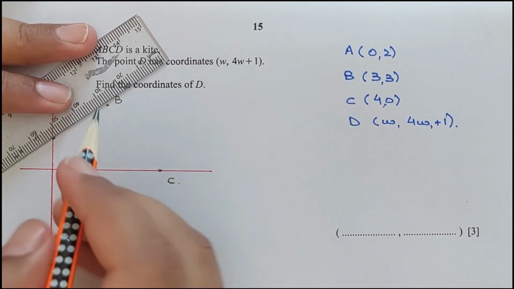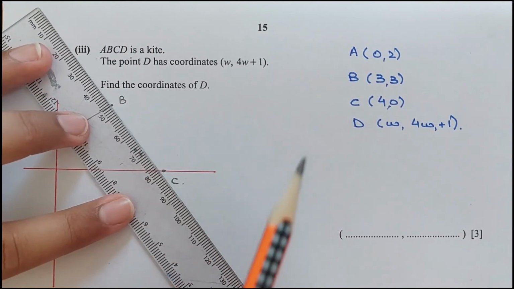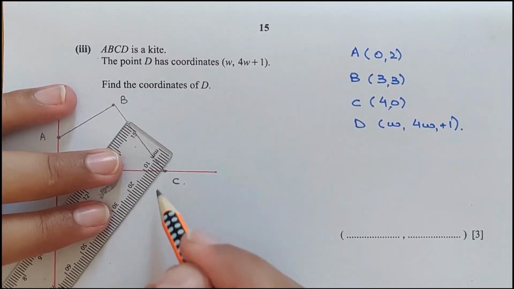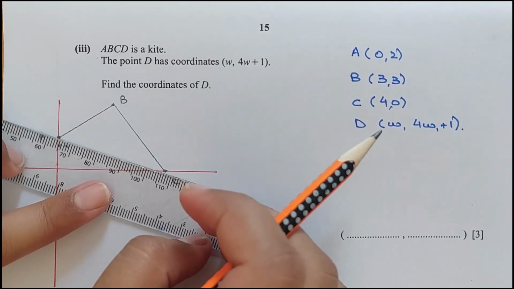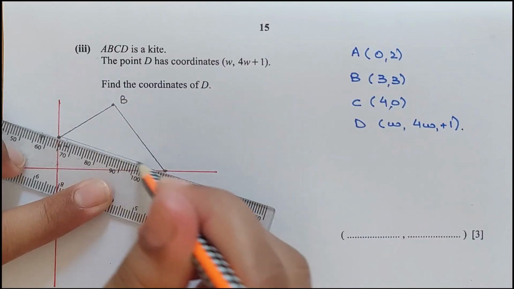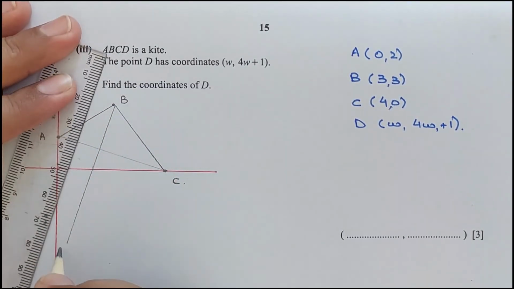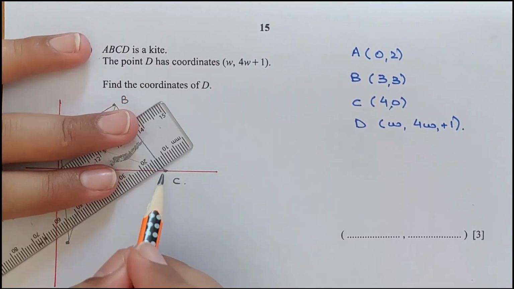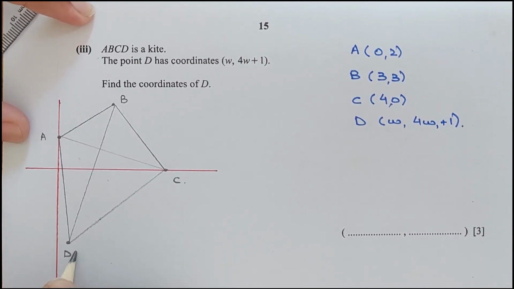So A, B, and C. There is some D over here. Connecting A with C, we have already done the equation of the line AC and the line that is perpendicular to AC. D is over here. Here is D, which is (w, 4w plus 1).